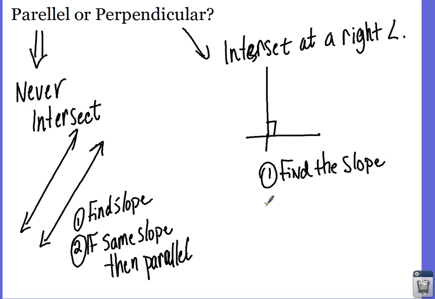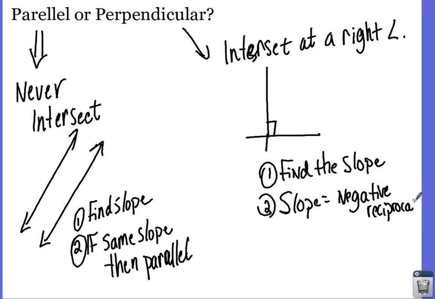But this time, when you analyze it, the slope should be a negative reciprocal. Meaning that if the slope ended up, for example, A over B, the other one first of all has to be the opposite sign. So it would be negative, but we have to flip it. So it's negative B over A.